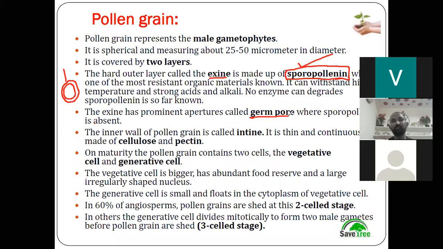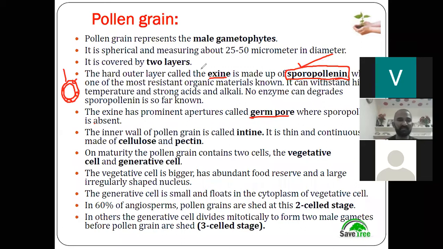germ pores, which are called germ pores. So when you see that exine, you can find some apparatus-like structures, which are called germ pores. So through this germ pore only the pollen grain is germinated. Okay, so actually in the germ pore region, the sporopollenin is absent.